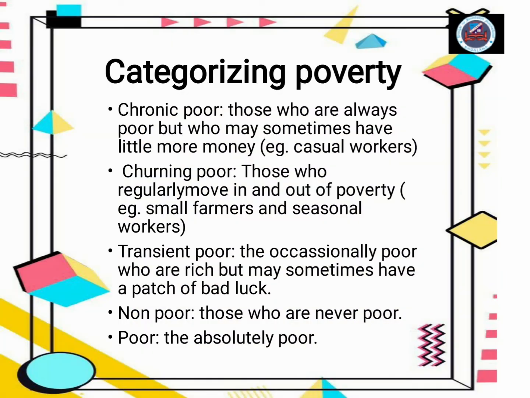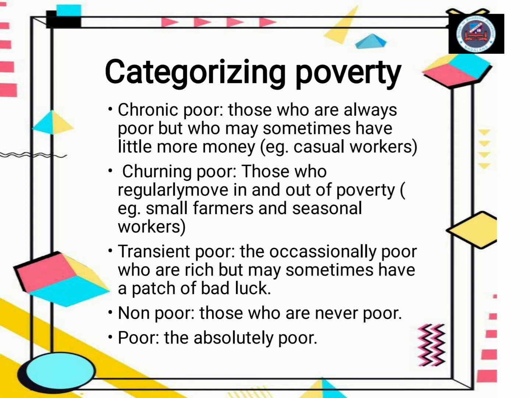Poverty can take different forms for different people. We shall now learn some of the different categories of poverty. The first is the chronic poor. These are people who are always poor but may sometimes have a little more money.